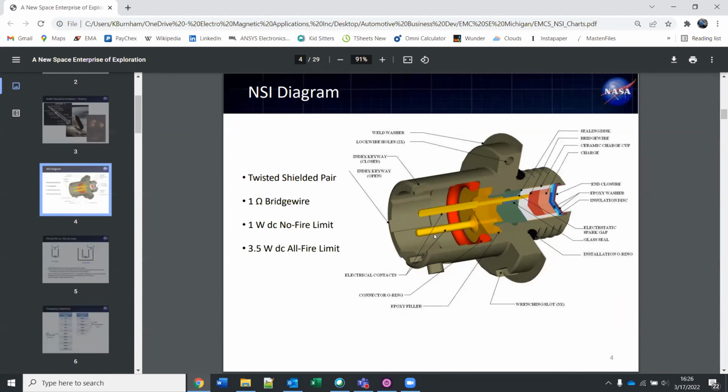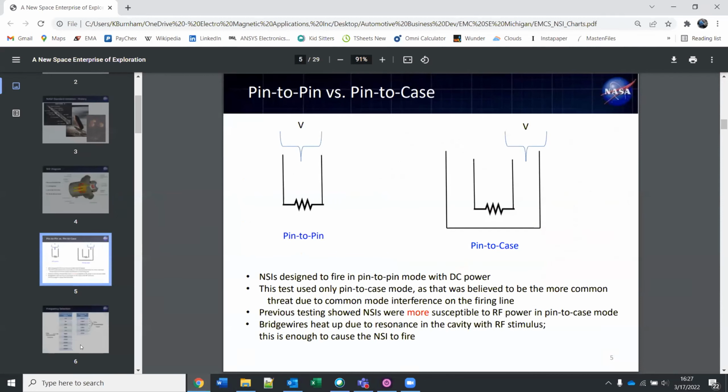The thing to note here is it is a 2-pin hot and return. You just pump power through, it hits the bridge wire, heats up the bridge wire, and that sets off the rest of the reaction. It's a really simple circuit. It's a 1 ohm bridge wire. The idea is that you can pump 1 watt of DC power into it and it should not fire. But if you exceed 3.5 watts, it will fire no matter what. So that's kind of the limit we were comparing against.